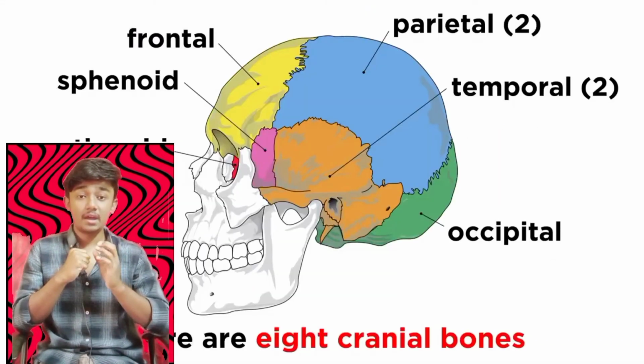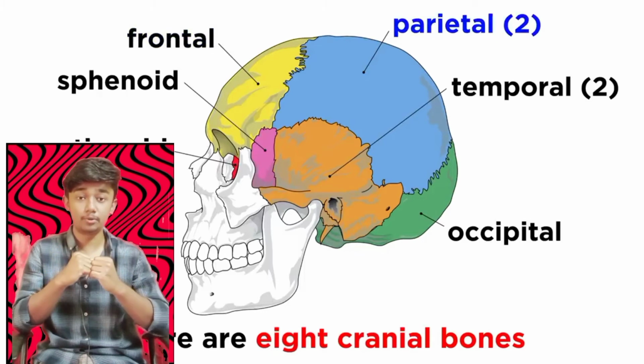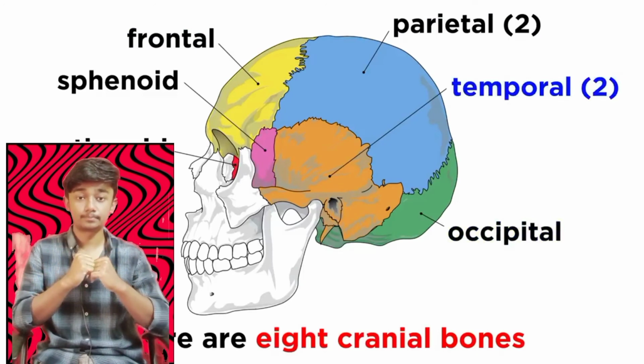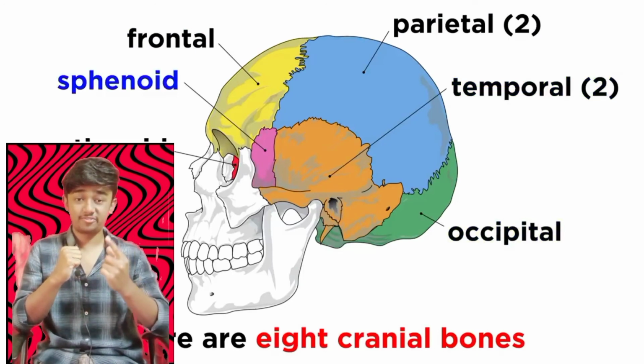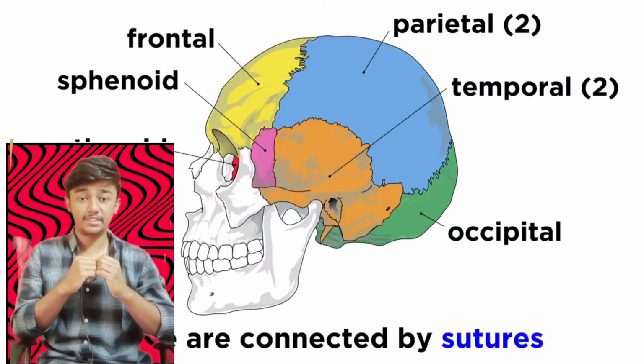Now there are mainly 8 cranial bones: the frontal bone, 2 large parietal bones, the occipital bone, 2 temporal bones, 1 sphenoid bone and 1 ethmoid bone, and these are connected, as I have mentioned before, by sutures.